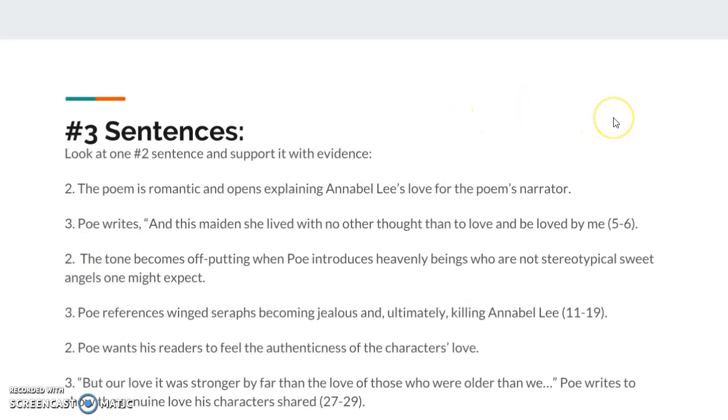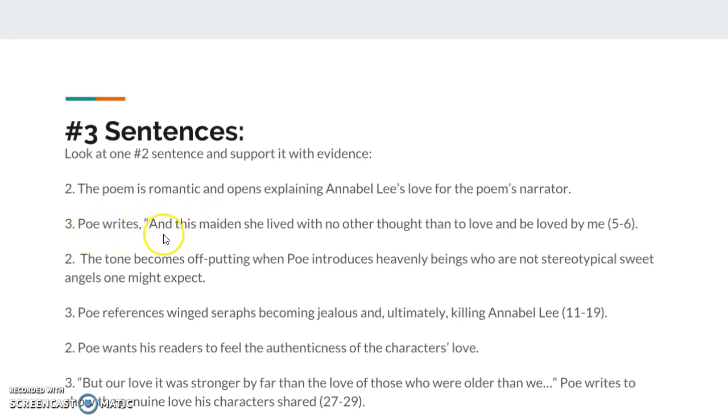So now we go on to number 3 sentences. You're going to look at the number 2 sentence and then support it with evidence. So the first number 2 sentence I wrote was, the poem is romantic and opens explaining Annabel Lee's love for the poem's narrator. Now I'm going to find evidence from the book that supports that.